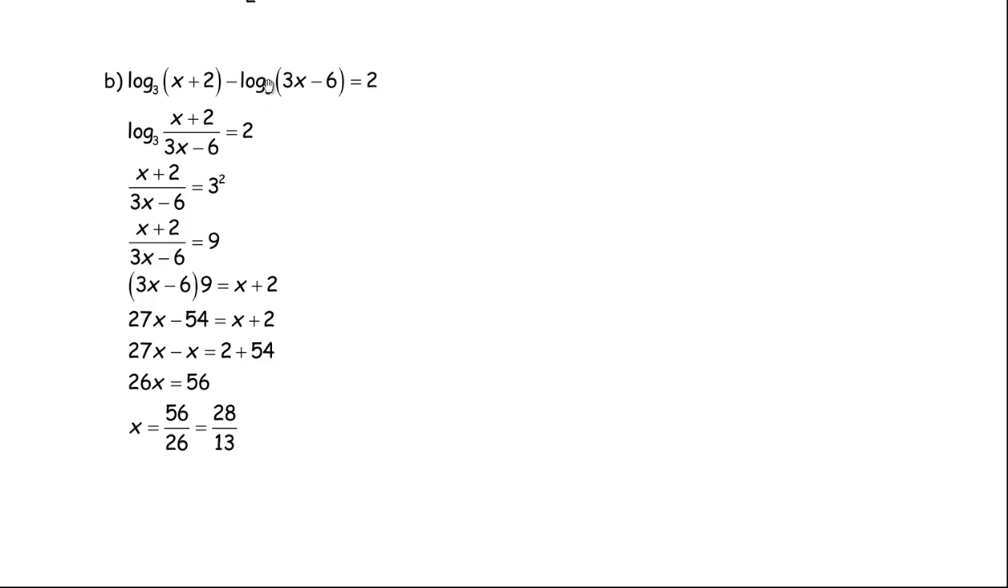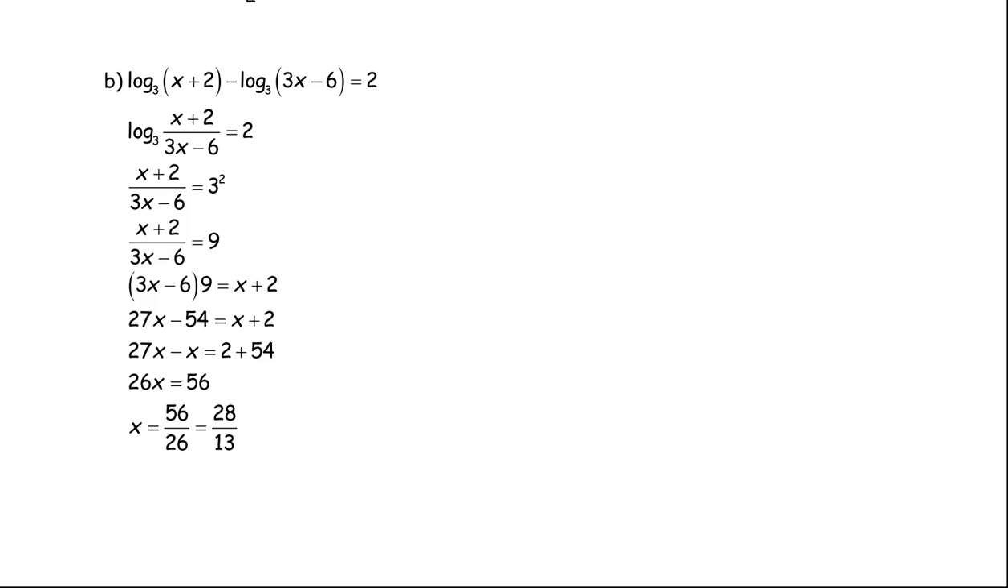For question B here, we have the difference of two logarithms, like some of the simplifying questions on the previous page. So to rewrite as one logarithm, that's what you want to do first. It's going to be the logarithm of this over this equals 2. So I'm going to convert back to exponential form to get an equation that I can solve. Basically, x plus 2 over 3x minus 6 would equal 3 raised to the power of 2. That's my exponential form of this log form, and 3 squared is 9, so that's where my 9 comes from.